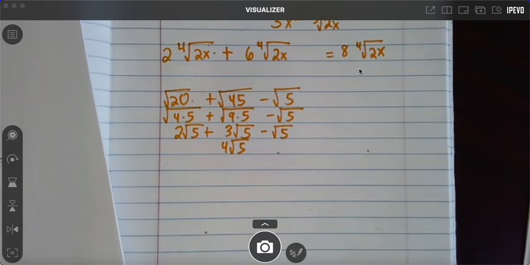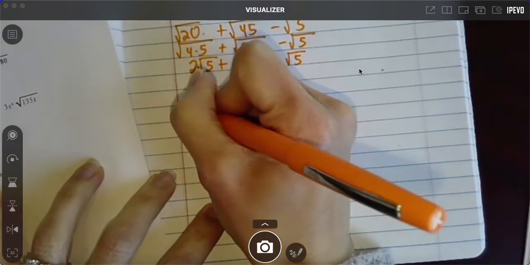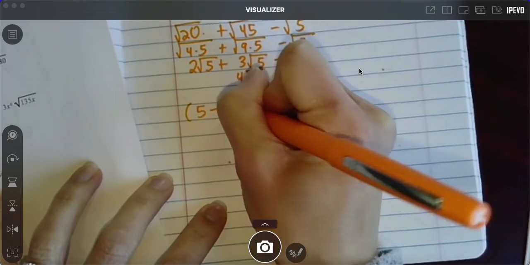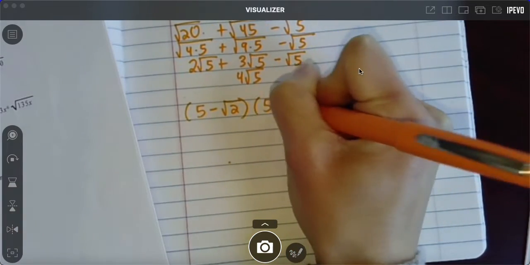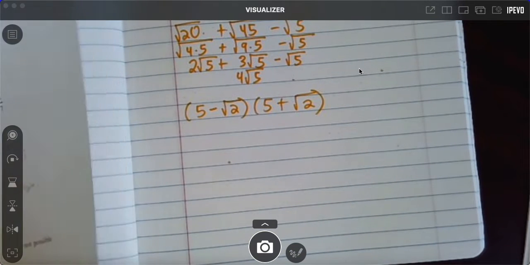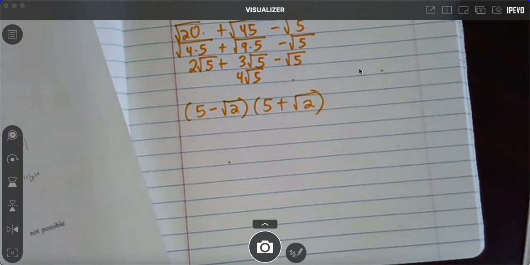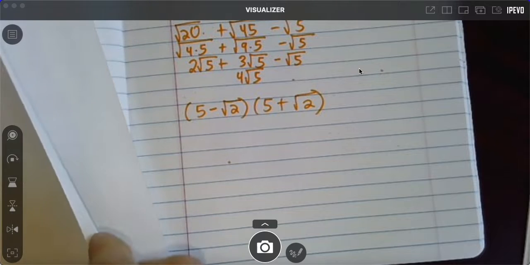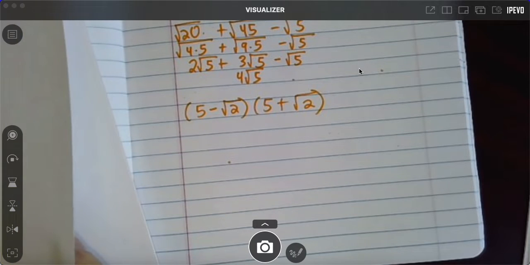Okay, number 14, 5 minus the square root of 2 times 5 plus the square root of 2. What is this called? What are those? Anybody know? Brackets. Not conjunctions, that's English, I think. Parentheses. Conjugates.